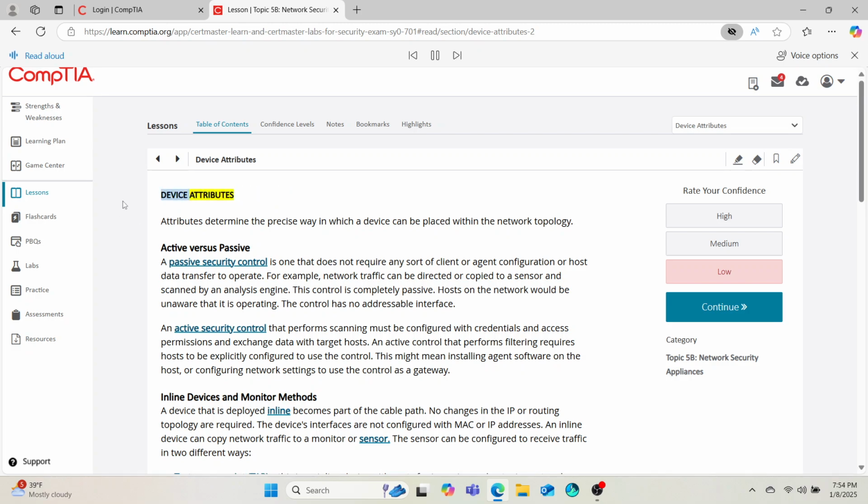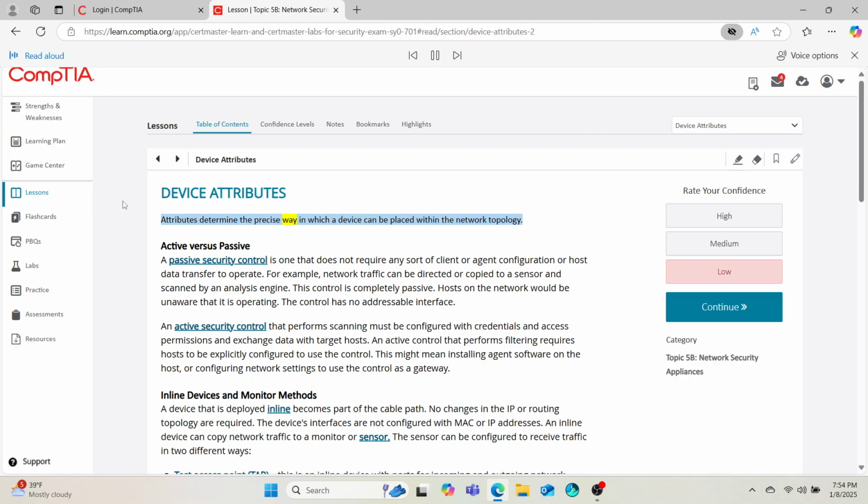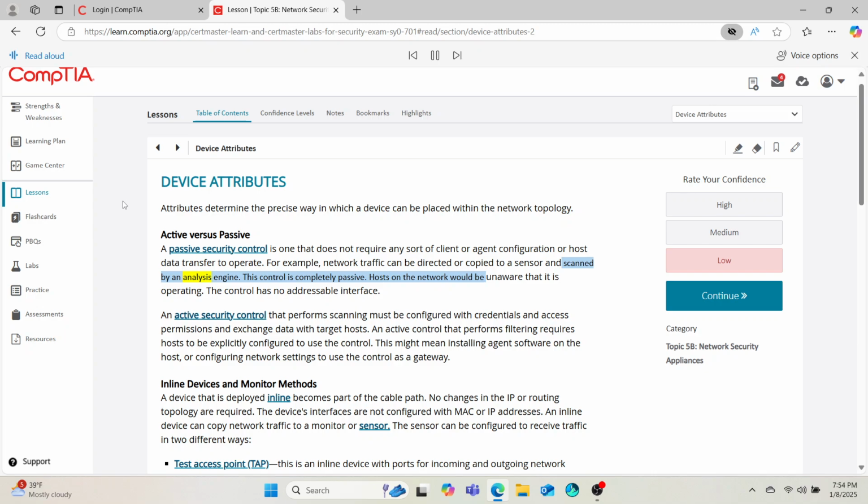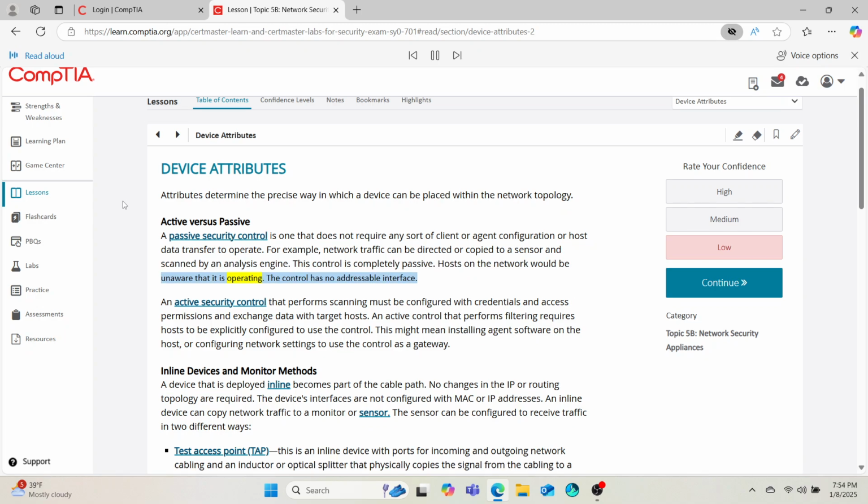Device attributes. Attributes determine the precise way in which a device can be placed within the network topology. Active versus passive. A passive security control is one that does not require any sort of client or agent configuration or host data transfer to operate. For example, network traffic can be directed or copied to a sensor and scanned by an analysis engine. This control is completely passive. Hosts on the network would be unaware that it is operating. The control has no addressable interface.